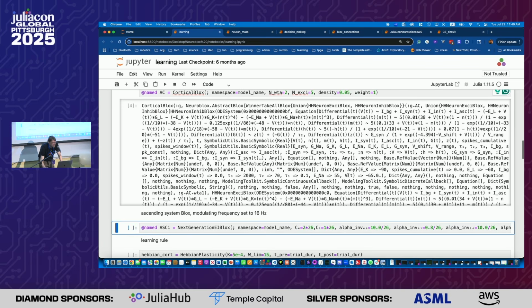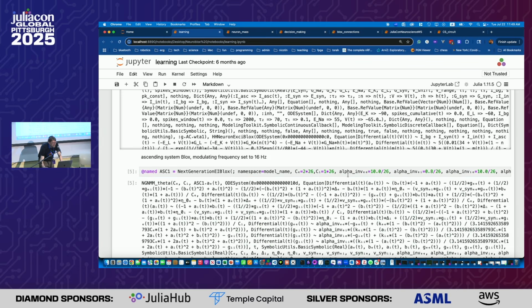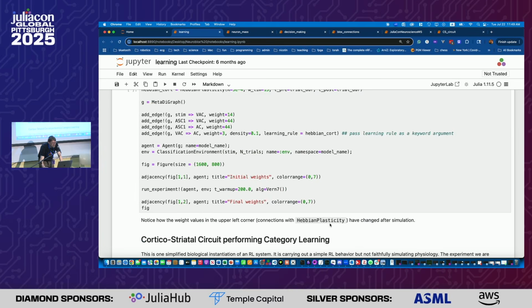Okay, so I'm going ahead and executing all these cells.